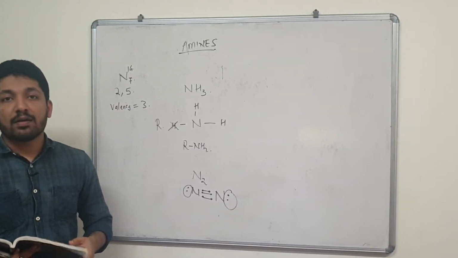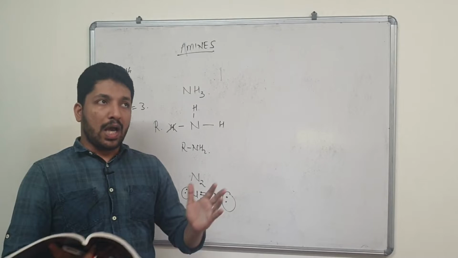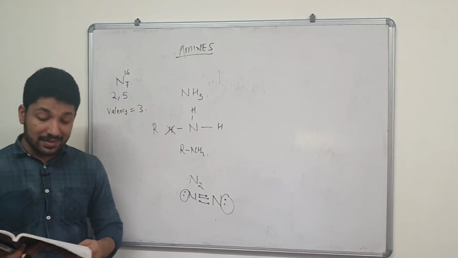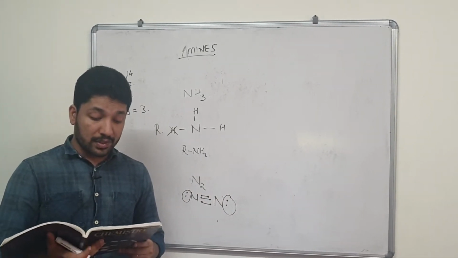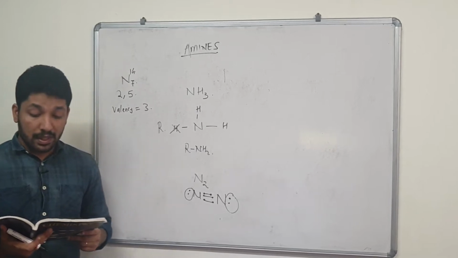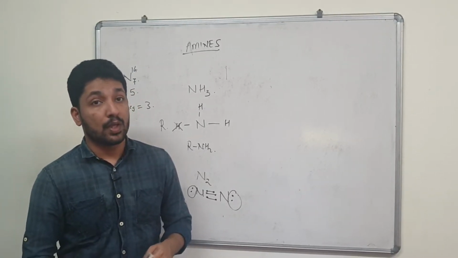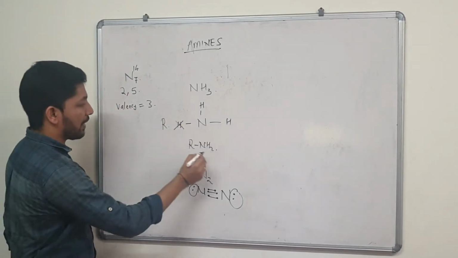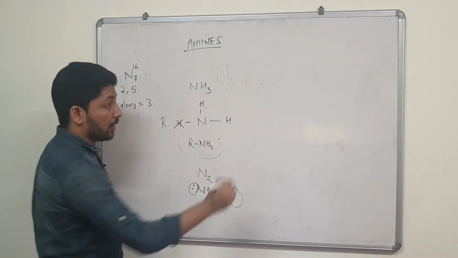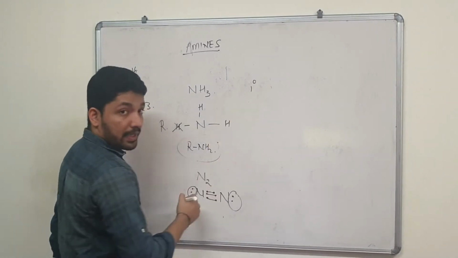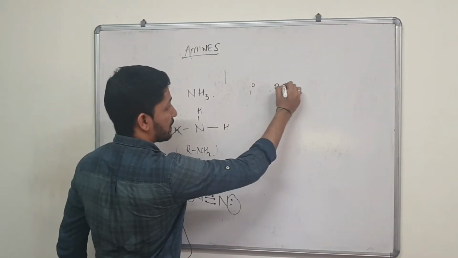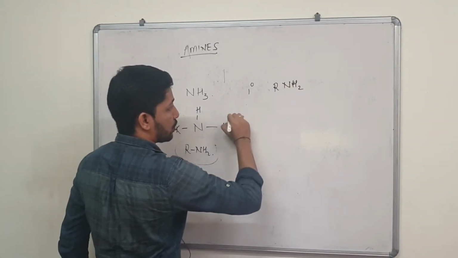Amines classification. Now how do you classify amines? Amines are classified as primary, secondary and tertiary depending upon the number of hydrogen atoms replaced by alkyl or aryl group in the ammonia molecule. So what is primary? This is primary, this is our primary. So primary is represented as 1 degree. So primary I will represent as RNH2.